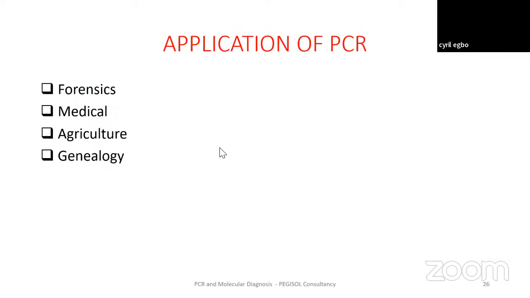So then, the application of this PCR. We understand that it can be applied in forensics, in medicine, for instance detecting any aberration or presence of viruses, in agriculture, in genealogy, even in paternity testing, and even in crime detection, which is forensics. Those are where you apply these molecular diagnostic or PCR processes.